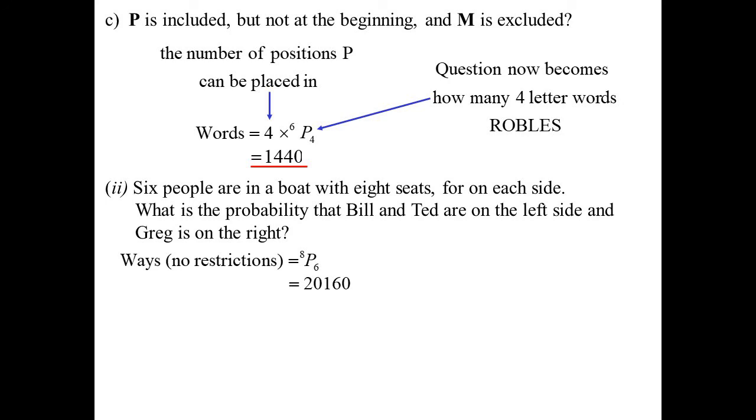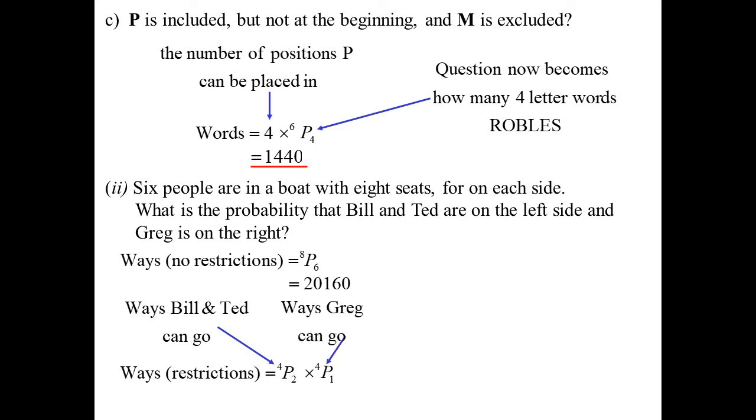Bill and Ted are our restriction. They've come up and said, we have to sit on the left-hand side. They now only have 4 seats to choose from. So it'll be 4, we're going to use up 2 of them, 4P2. So then Greg comes up and says, well, if they're going to be on the left-hand side, I want to be on the right-hand side. So Greg, okay, 4P1. We still have how many people to go? 3 people still need to be seated, and we've only got 5 seats left. 5P3.